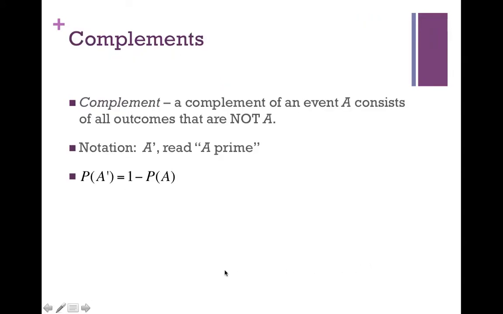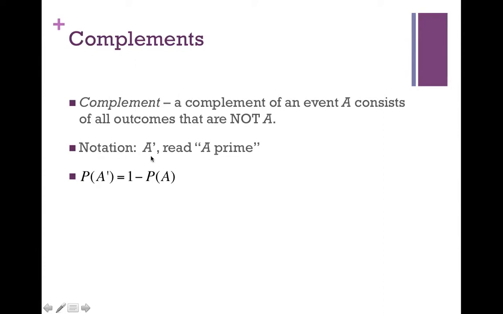Now we also have something called complements in probability. And a complement happens when we have an event A. The complement of event A is all of the outcomes that are not A. So if I want to know, for example, what's the probability of not drawing a heart, that would be considered the complement of drawing a heart. Okay? So sometimes you can use this backwards thinking as a way to help you find probability.